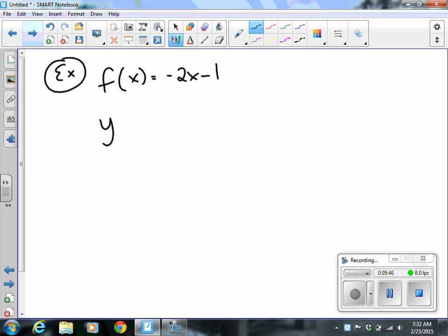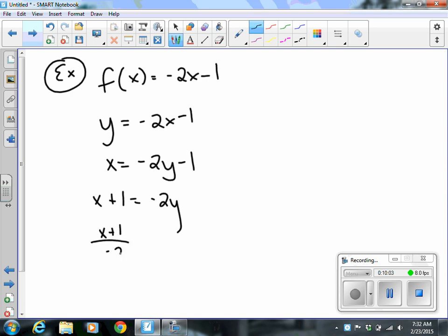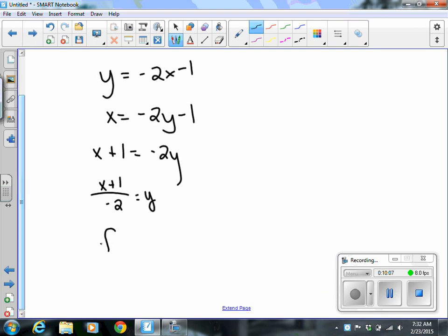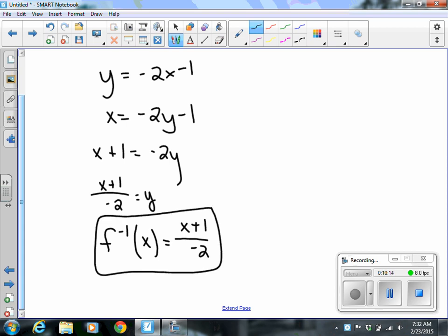To start off with, I'm going to write y equals negative 2x minus 1. I'm going to go ahead and flip-flop the x and y's. All right, I'm going to go ahead and solve for y. So I have x plus 1 equals negative 2y. Now I'm going to divide everything by negative 2. So then my final answer is going to be f inverse of x equals x plus 1 over negative 2. Final answer.